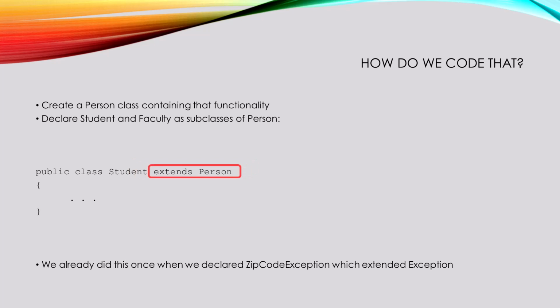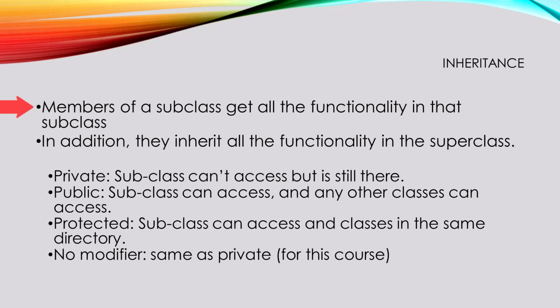In Java, you can only inherit from one class, so this cannot be a list. You already did this when we were playing with zip codes. We declared zip coding exception to inherit from exception. That's because it is a specialization of exception, and you can only throw classes that are children of exception or exception itself.